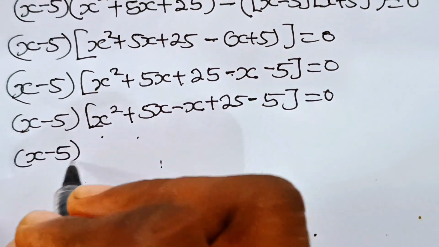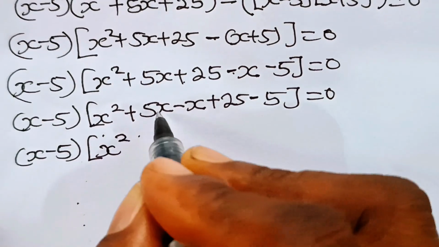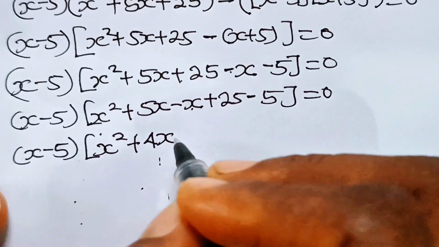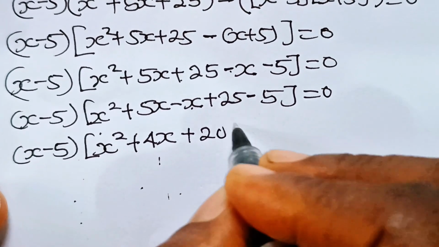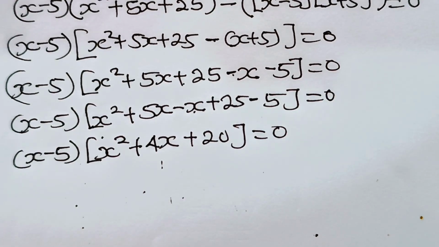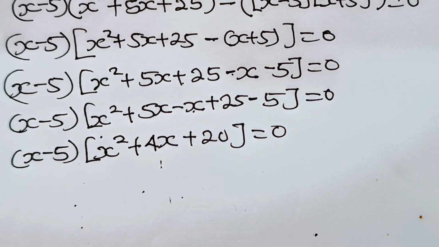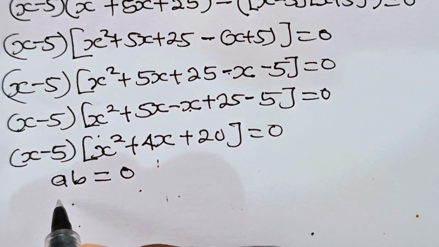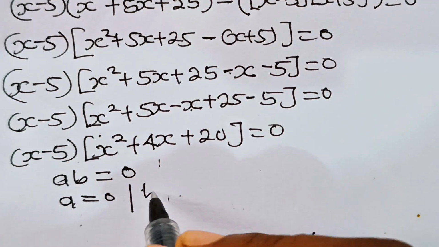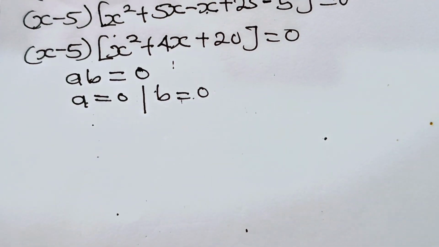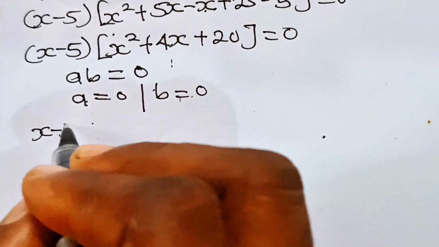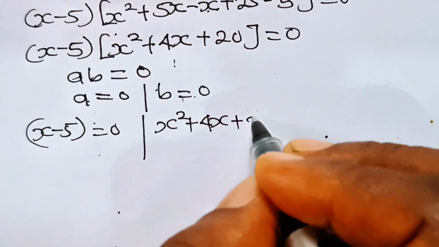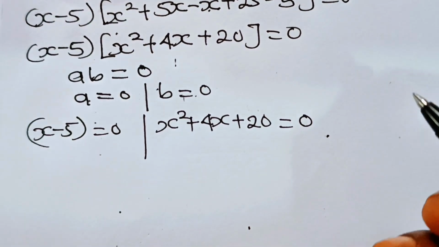So we have x minus 5 into x squared, 5x minus x is plus 4x, then 25 minus 5 is plus 20, is equal to 0. Now, remember that when you have A multiplied by B to be equal to 0, it means that A is equal to 0 or B is equal to 0. So that means that we can write here that x minus 5 is equal to 0, or x squared plus 4x plus 20 is equal to 0.